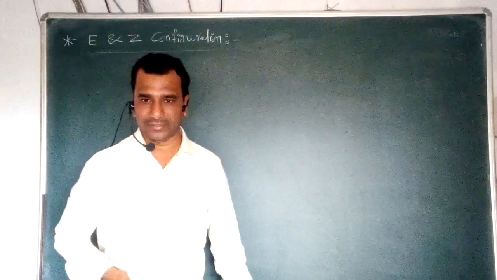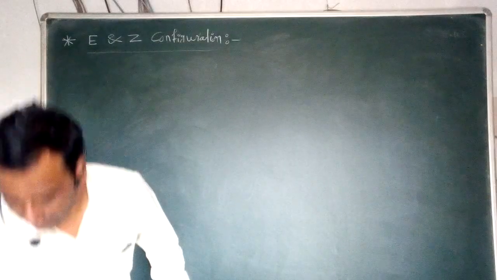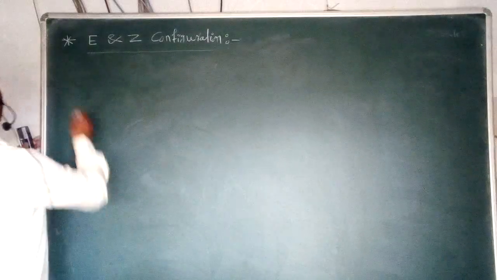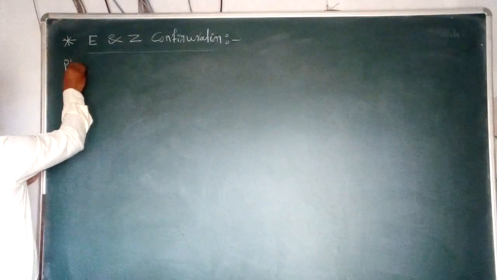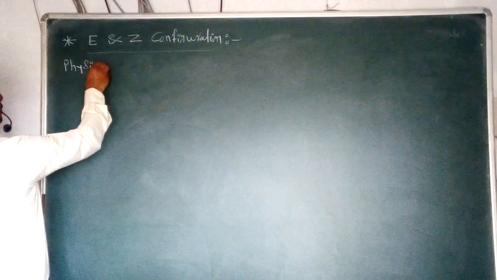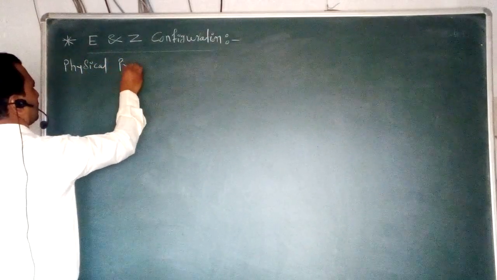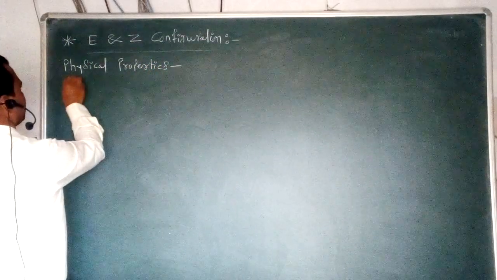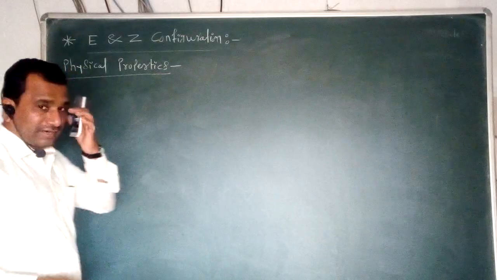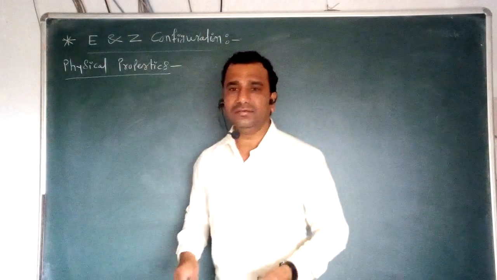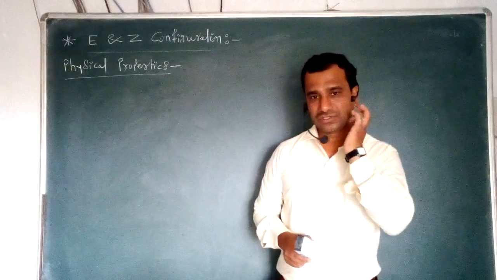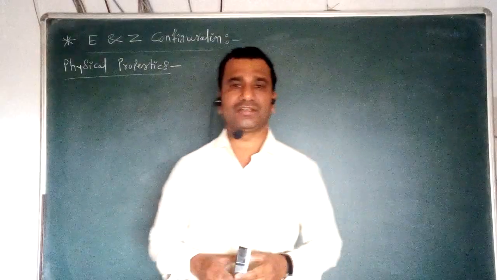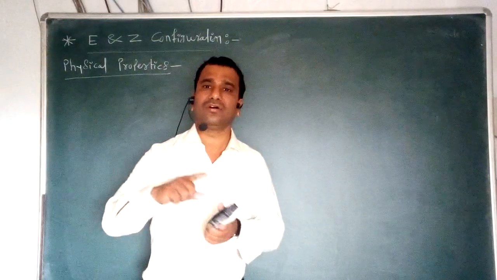So first of all, we have to look at the physical properties. The first important property shown by these molecules is the physical properties. So as far as we consider the physical properties of these particular molecules, what happens? These molecules having E and Z configuration show different physical properties. So these physical properties depend upon whether it has the Z configuration or E configuration.